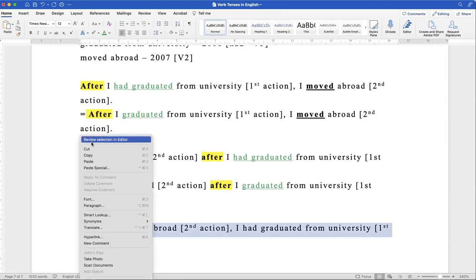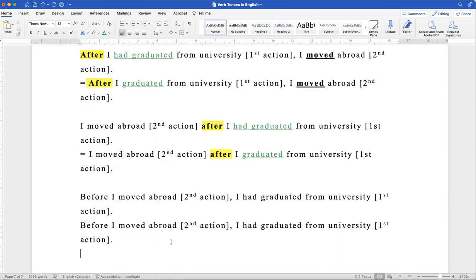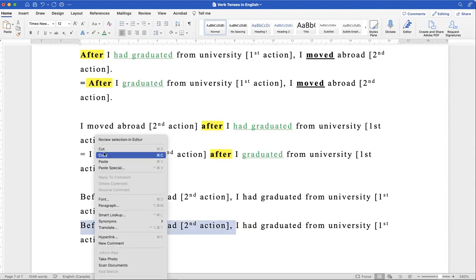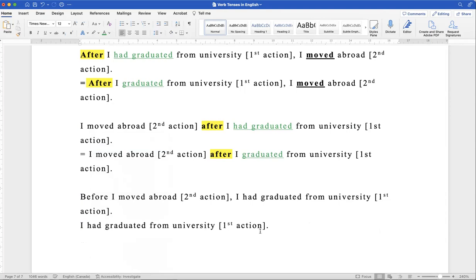Or I can rewrite the same sentence in this way. I can change the order. I had graduated from university before I moved abroad. If you use before or after in the middle of the sentence, no comma before. But if you use after at the beginning of the sentence, you need to use a comma to separate these two sentences. This is important.